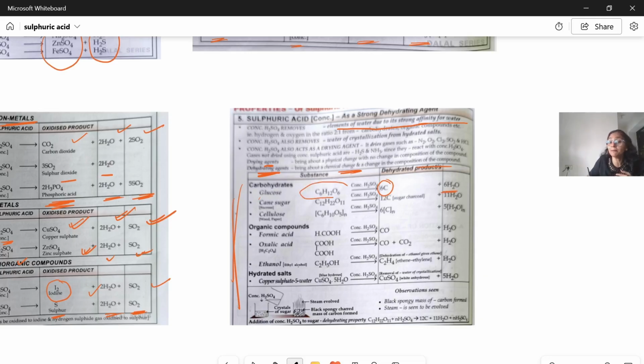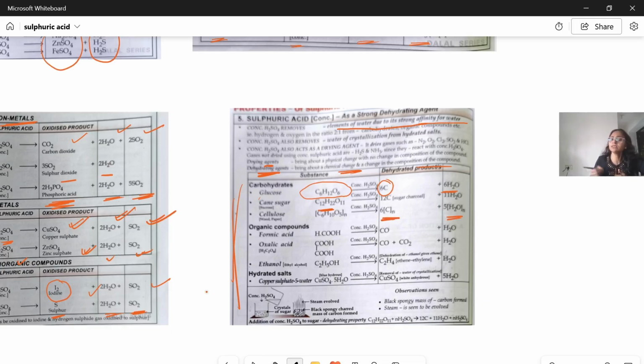There was no water in it. It only contains the elements of H2O, like 12 hydrogen atoms and 6 oxygen atoms. So H2SO4 has such a strong dehydrating property that it can remove water from here, the elements of water. So we have to remember these equations. Look at cane sugar. Cane sugar is C12H22O11. It removes the elements of water from here, and only carbon is left.